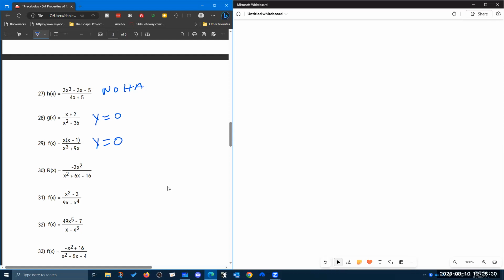Degree of the numerator and denominator in 30 are both 2. Y equals -3 over 1 is y equals -3.